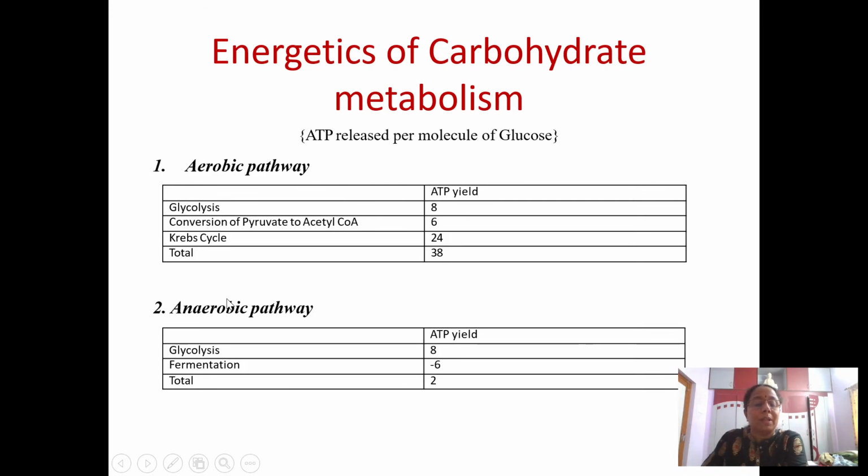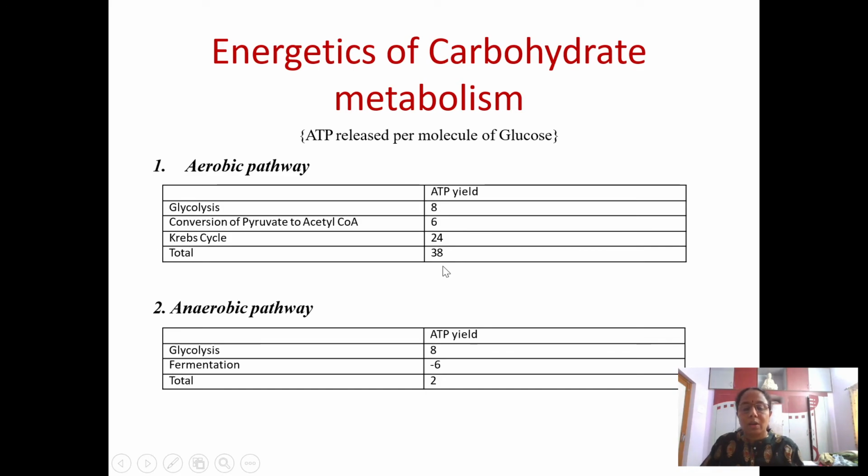In the anaerobic pathway, glycolysis gives 8 ATP, and fermentation is minus 6. Where the ATP is not released but utilized, you have to subtract it. So the total number of ATP released is 2. They'll ask you for 2 marks, sometimes 4: write the total number of ATP released by the complete degradation of a glucose molecule. So you have to write both: how the ATP is released through glycolysis and the number of ATP released from the Krebs cycle.